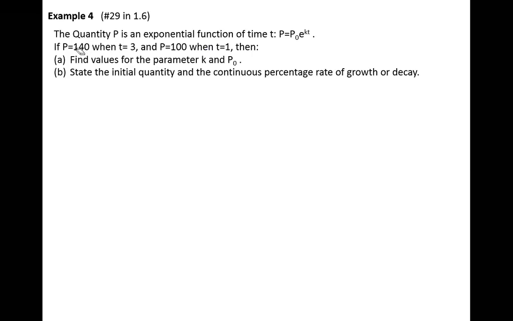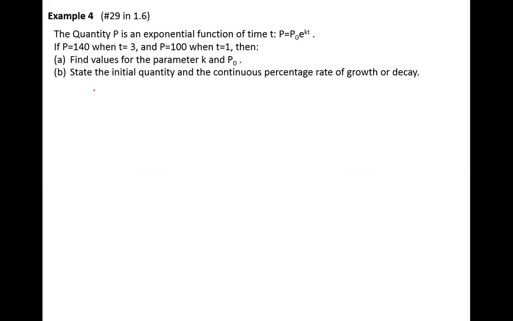And we do have some information. If the quantity P equals 140, then time is 3. This means that after 3 years, I've got the amount of $140. After 1 year only, if t is 1, I only have 100, in the same model. That means what they're asking is for me to find the parameter k, the continuous percent growth rate, and my initial amount, the amount that was invested. Again, thinking about dollars is always the easiest way.